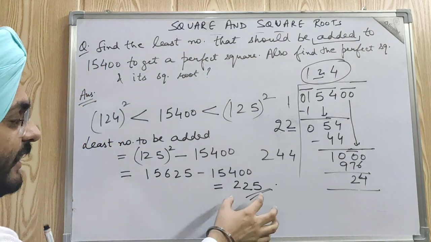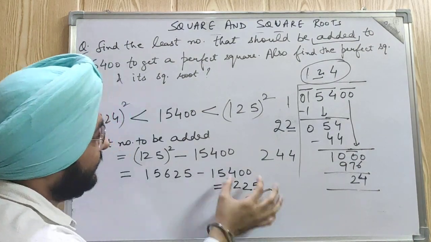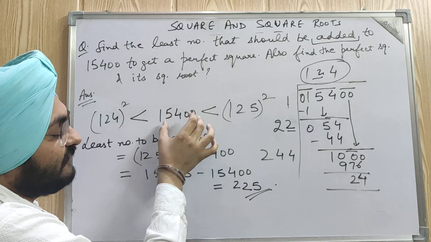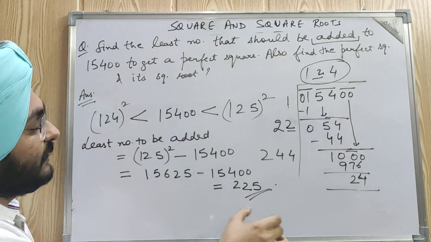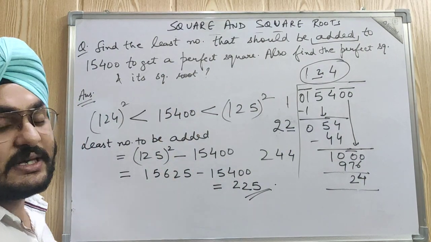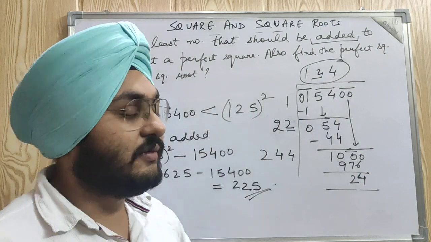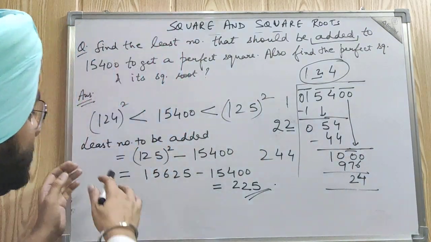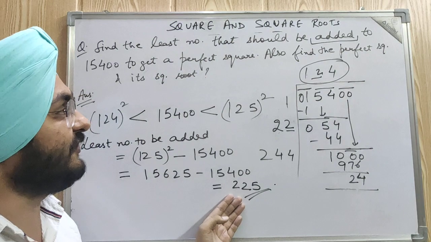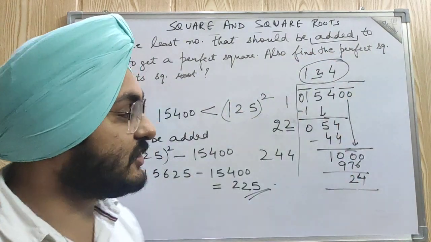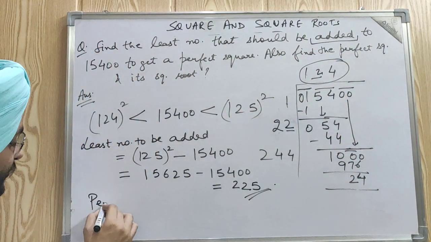It means when you add this 225 to 15400, the answer will be 15625, which is the square of 125. So now the least number to be added is 225. He is saying also find the perfect square. So the perfect square is what?